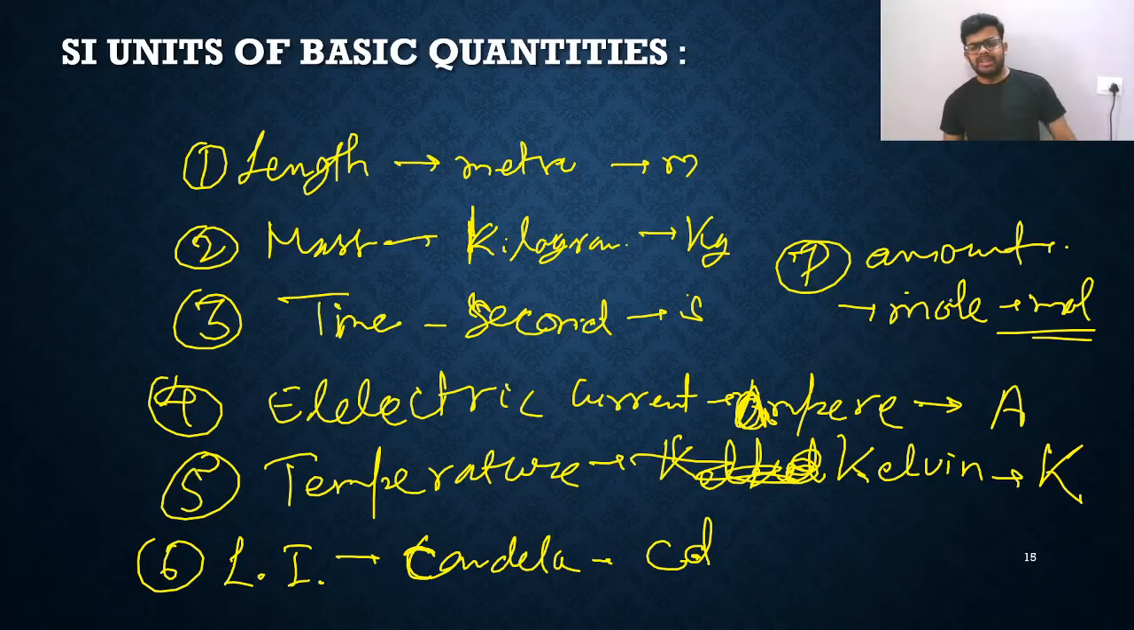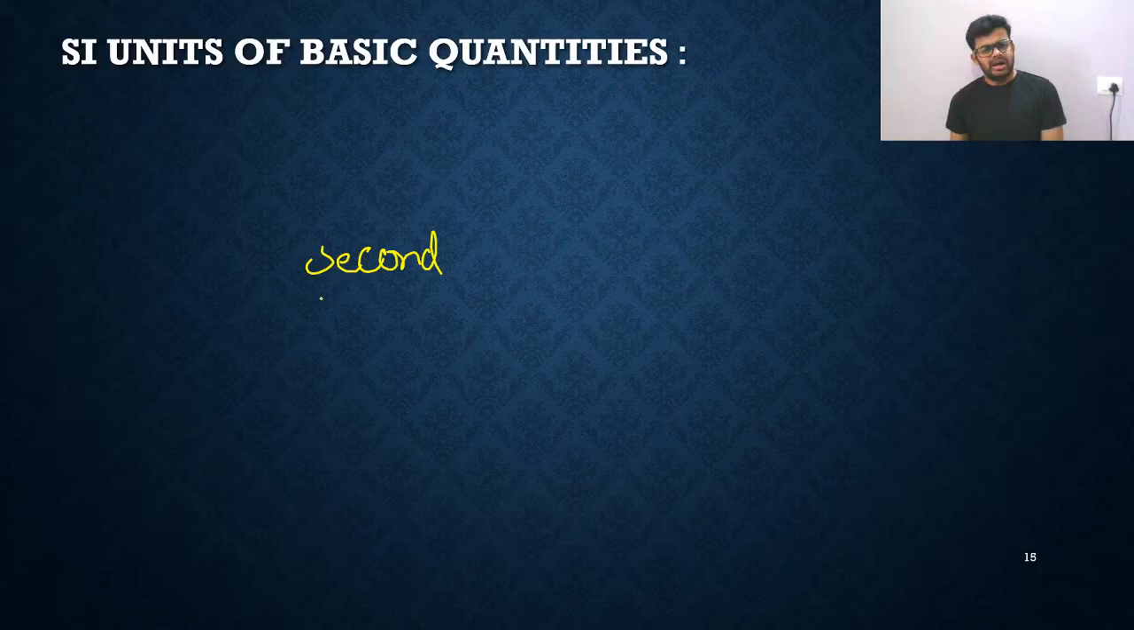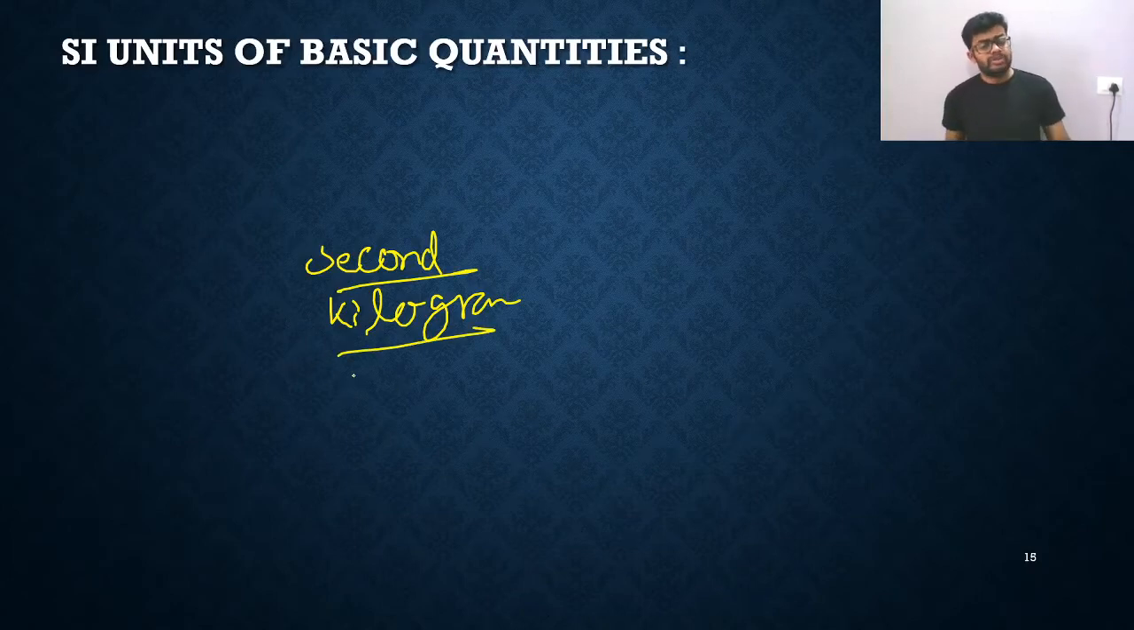Remember one thing: how to write the unit of any physical quantity. If you are writing the proper name of a scientist, like force has the unit Newton, so Newton is an SI unit. Similarly, second, and kilogram, so kilo, gram. All letters should be small letters. Even the first letter is not capital. If you are writing the entire name of a unit, always write it in small letters.